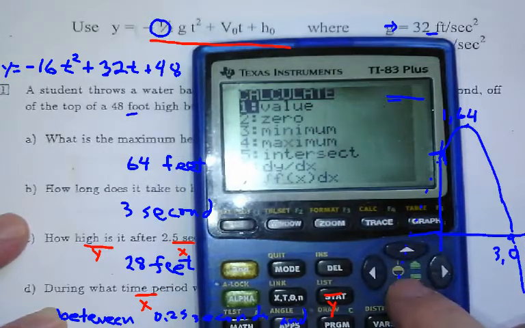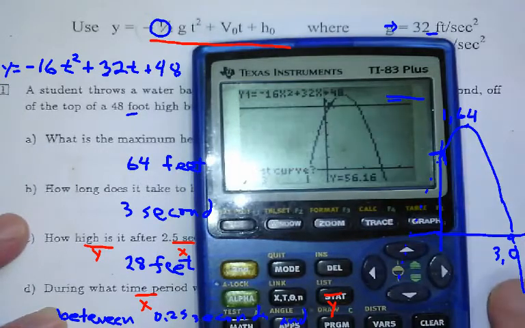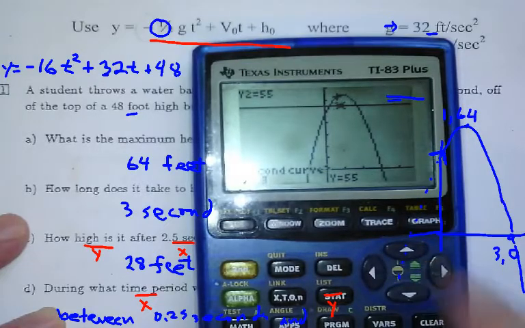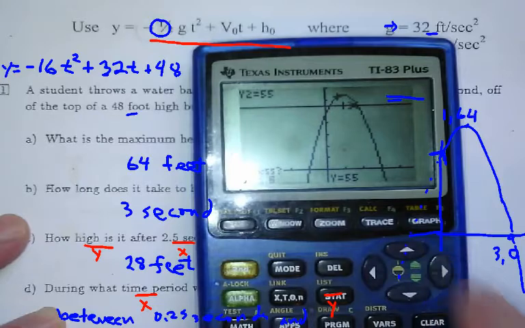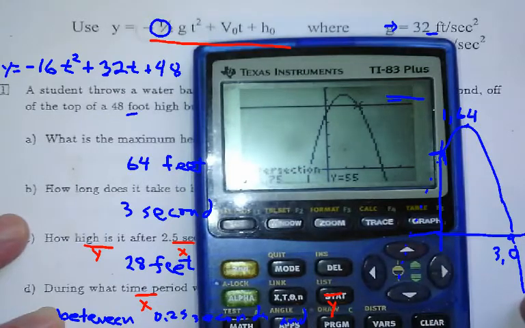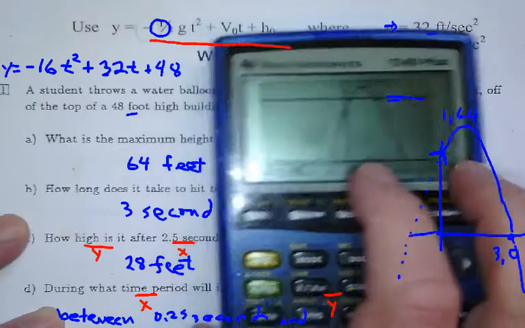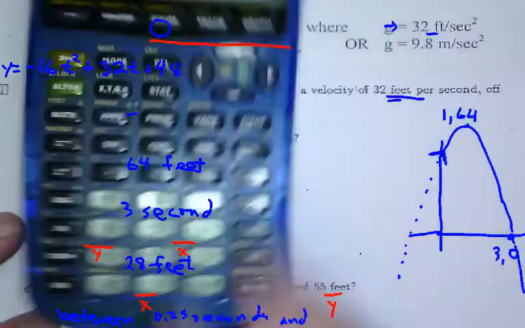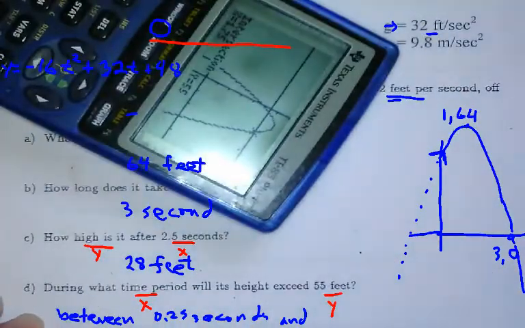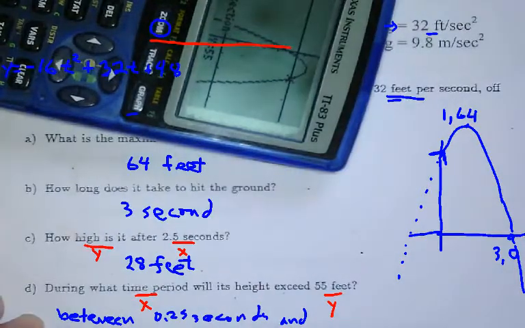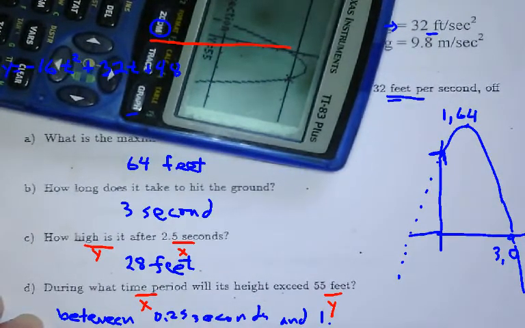Second calculate. I'm using my calculate menu. Number 5, intersect. Am I on the first curve? Yes, I'm on the parabola. Am I on the second curve? Yes, I'm on the line. Guess, where do you think it is? I'm going to guess over there. 1.75. 1.75 is what that says. Okay? So I can put 1.75 right there. Seconds.